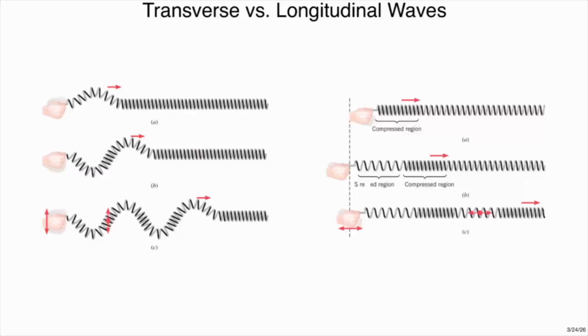So what I'm going to do is put a wave pulse on this spring, okay? Hold on. Do you see how that pulse travels up and down? This is a transverse pulse. The direction it's traveling is horizontal along the spring, right? But the way the pulse is happening is vertically.